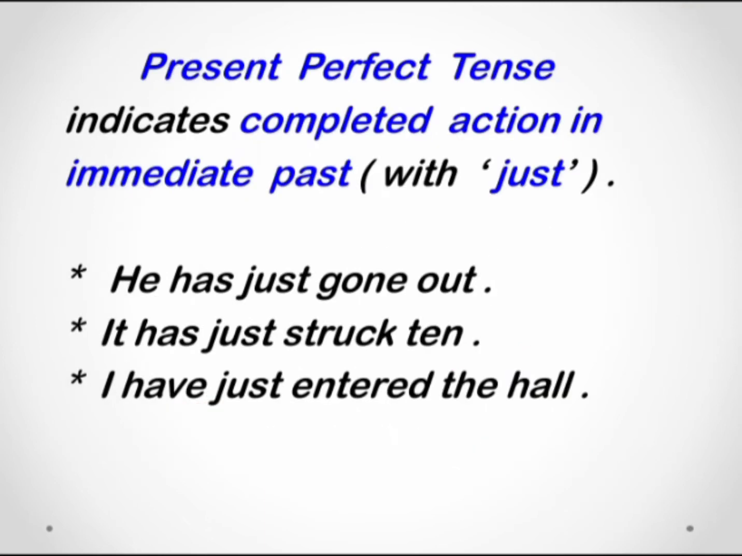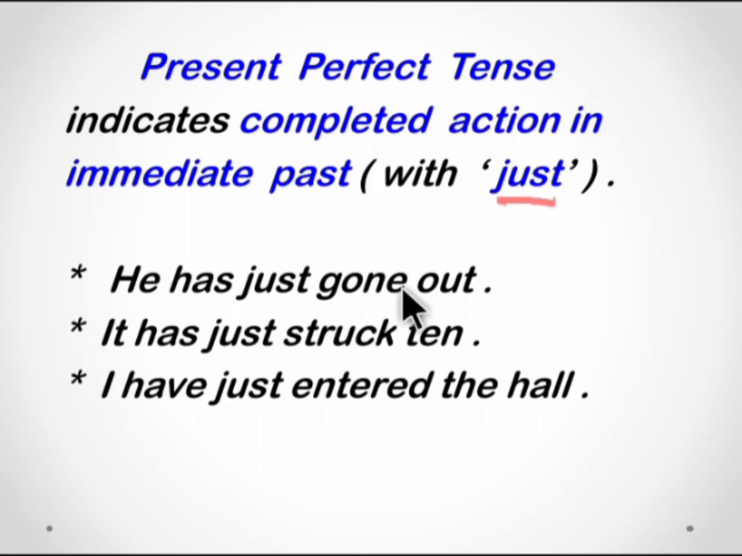Now we'll see the next one. Where do we use this present perfect tense? How can we use it? What are the words that give us a clue to identify the present perfect tense? Present perfect tense indicates completed action in immediate past. That is, just then if you have completed, it is denoted with just and it is present perfect tense.